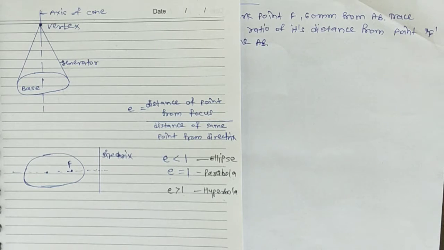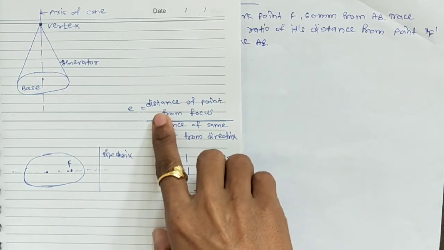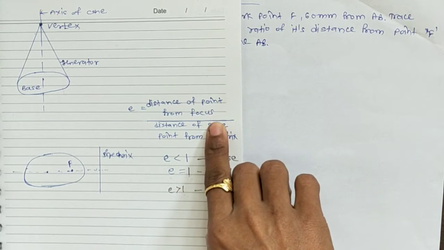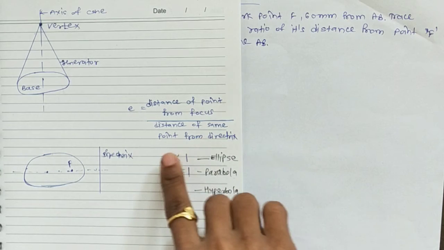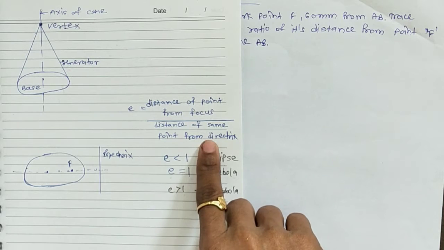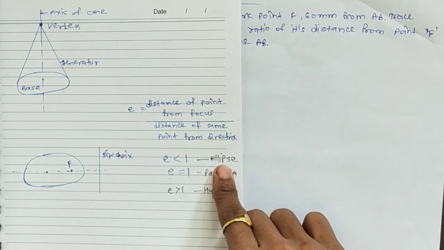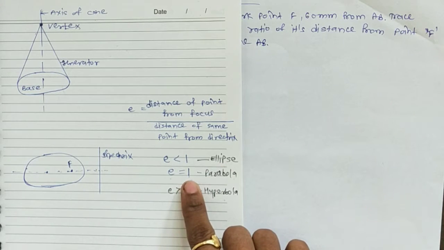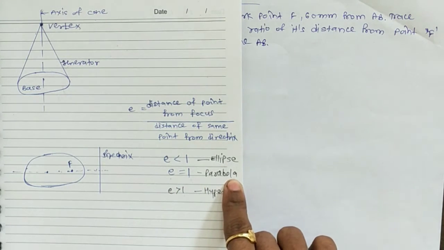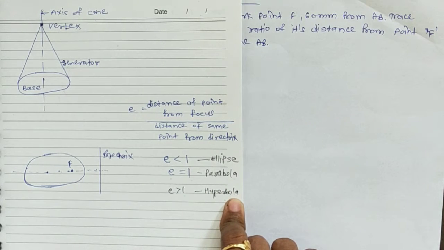Now what is the eccentricity value for parabola? So the formula for eccentricity E is distance of point from focus to the distance of same point from directrix. As we have seen in ellipse that eccentricity is less than 1, then it is ellipse. If eccentricity is equals to 1, then it is parabola. And if eccentricity is greater than 1, then it is hyperbola.